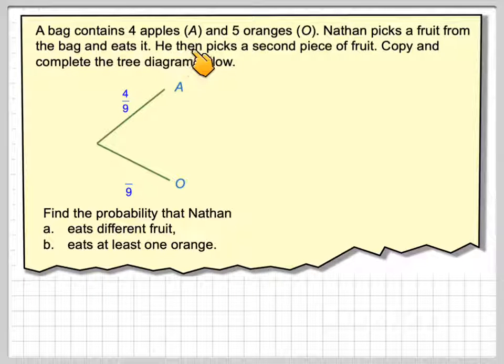A bag contains 4 apples and 5 oranges. So the apples are A, oranges are O. Nathan picks a fruit from the bag and eats it. He then picks a second piece of fruit. Copy and complete the Venn tree diagram below. Find the probability that Nathan eats a different fruit or eats at least one orange.